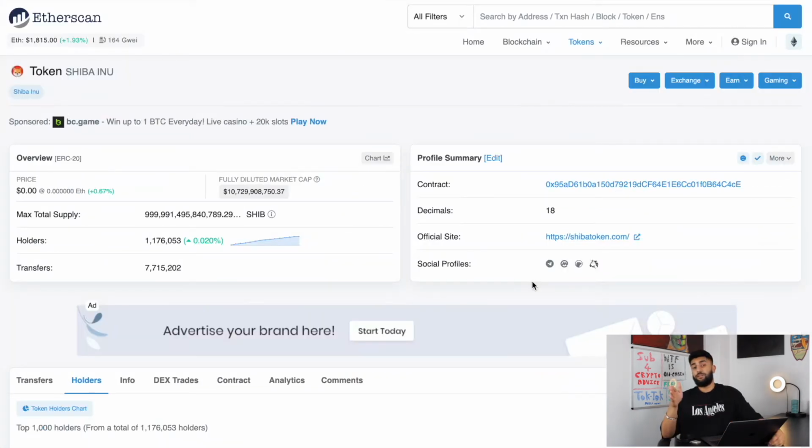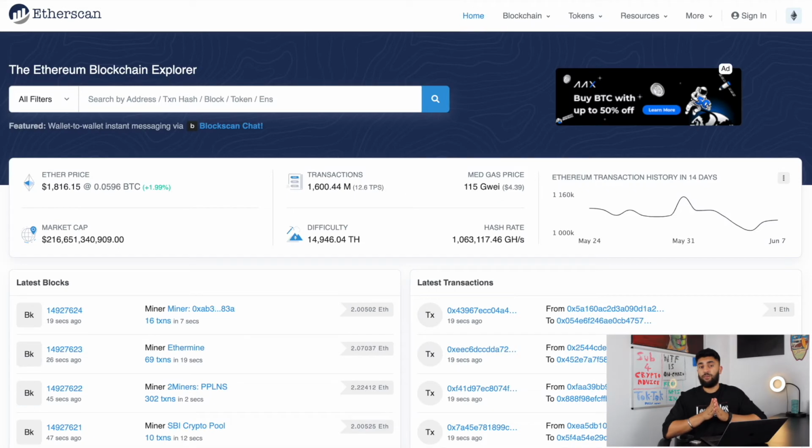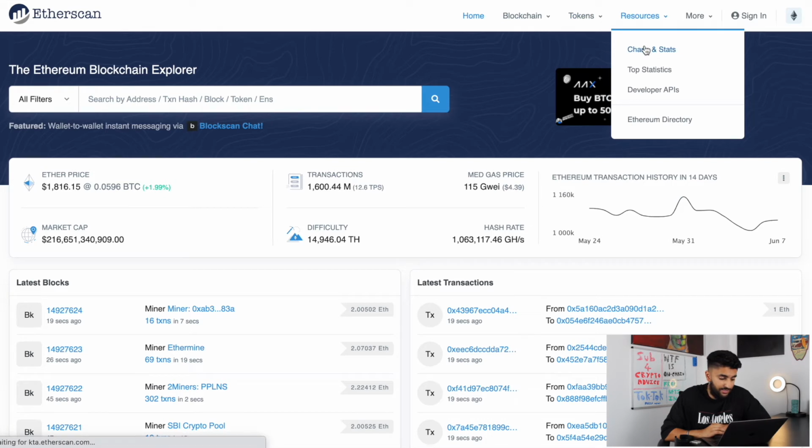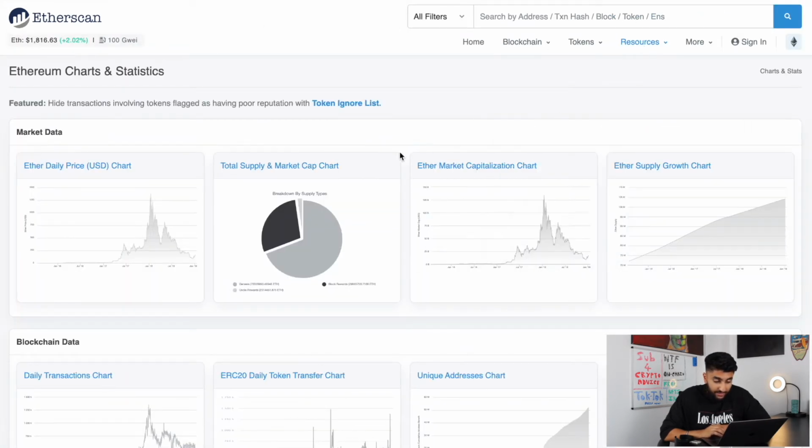Okay, so tip number 2 I'm going to show you is unique addresses. Okay, so we're back at the home page and I'm going to show you tip number 2 now. So for tip number 2, we're going to look at unique wallet addresses. To do this, we just go up to resources and then we go to charts and stats. You're then taken to this landing page, and this landing page is very useful. It has a lot of stats which you can analyze.